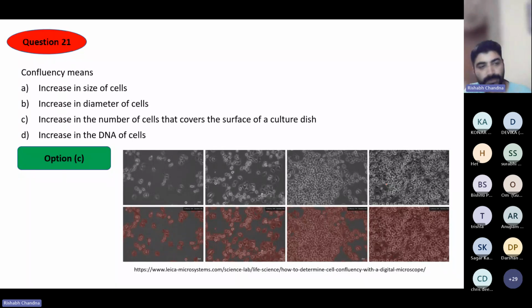So confluency basically means that the number of cells covers the surface of the culture dish. And based on the confluency only, we subculture the plates and we count the number of cells, how many cells are there in that particular scenario.